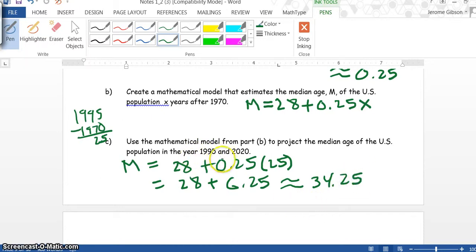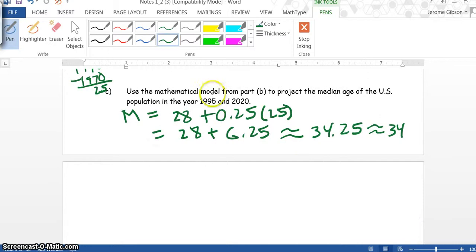Now, that would be the median age in the U.S. in 1995. And we could also round this to the nearest whole number. So then this would be approximately 34 years old. So it'd be 34 years old is the approximate age.